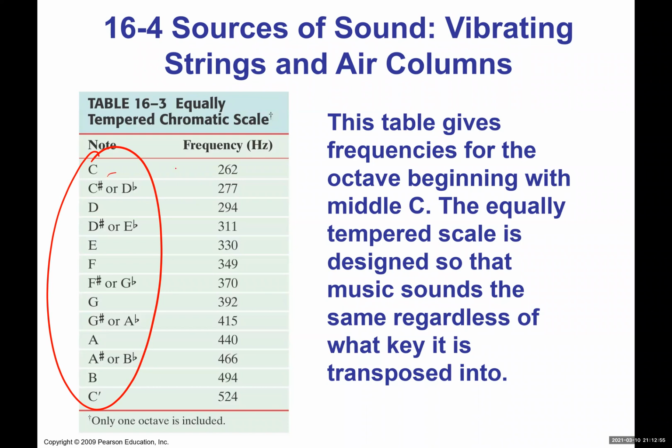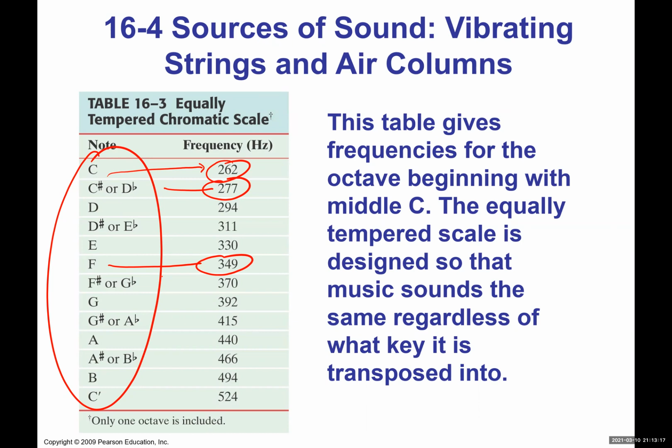So you have C is 262 hertz, C sharp is 277, and F is 349, and so on and so forth. So those are basically the notes you use when you play an instrument, and every note has a different frequency. That's why the sound sounds the way it does.